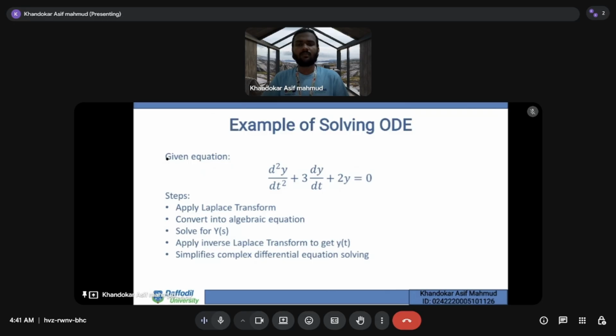Here is an example of solving an ODE. Here is the given equation. To solve this, here are the steps: apply Laplace transform, then convert into algebraic equation, then solve for Y of s, then apply inverse Laplace transform to get y of t. It simplifies complex differential equation solving.